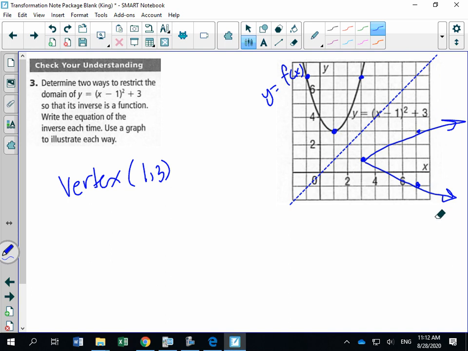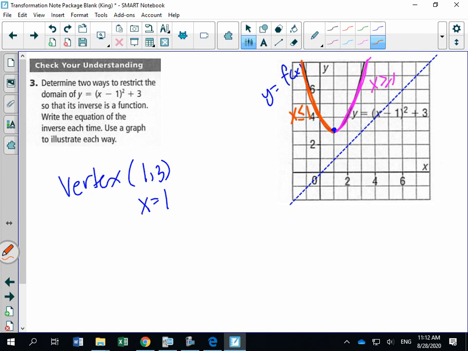So how do we make the inverse a function? What we have to do is restrict the domain of the original function. So for the domain of the original function, we're going to look at the vertex and at the x value on the vertex. x is equal to 1. So we have two different pieces of this graph, right? We have this piece here, and that piece is when x is greater than or equal to 1. And we have this piece here, and that's the piece when x is less than or equal to 1.